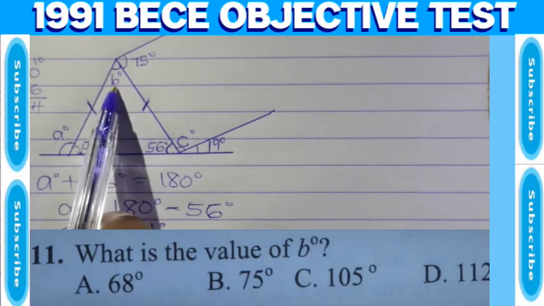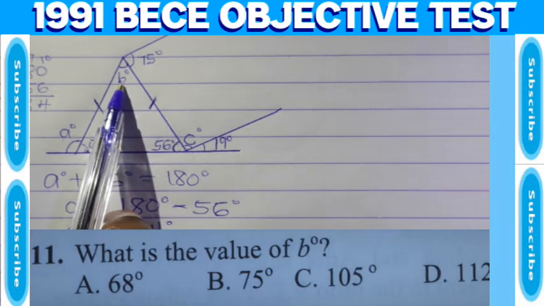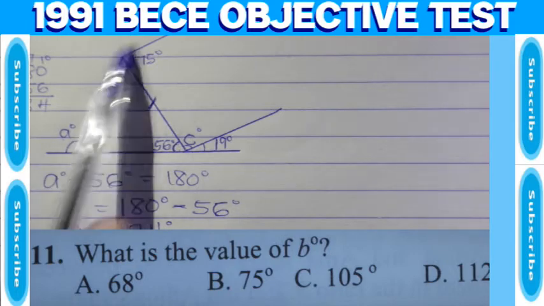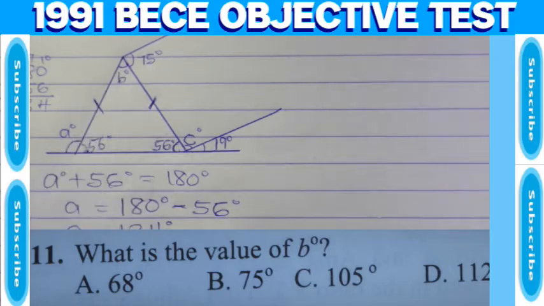This is where we have B. And if this is where we have B, it means that the interior angles of a triangle sum up to 180 degrees. That's the rule that we use. These are the interior angles of a triangle. So B plus 56 degrees plus 56 degrees should be equal to 180 degrees.